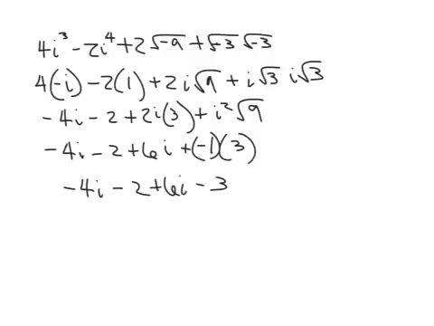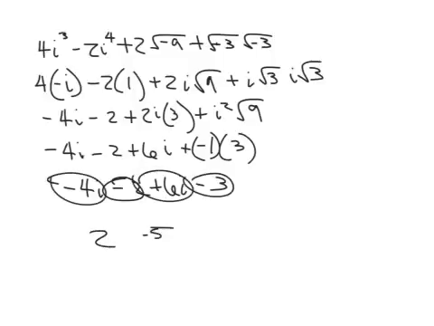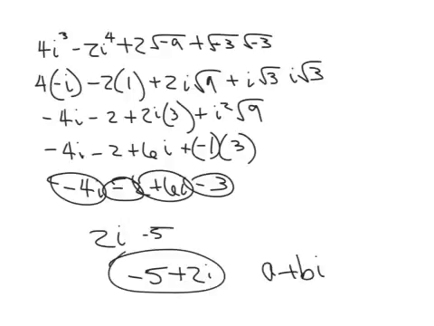And then we combine our like terms. Negative 2 and negative 3 is negative 5. Negative 4 and a positive 6 is a positive 2i. So that needs to be written as negative 5 plus 2i, so it's in the a plus bi format. So that ends up being the answer that I want.